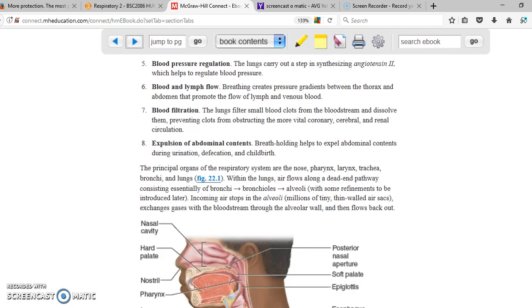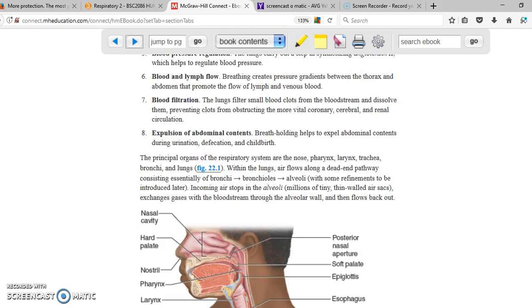Blood filtration, in case that you have a blood clot, it will get trapped in the lungs instead of being trapped in other areas that are smaller where it can cause more damage, such as in the eyes. Expulsion of abdominal contents. When you go to the toilet, you produce pressure in the thorax. That helps the pressure in the abdomen to release the contents.